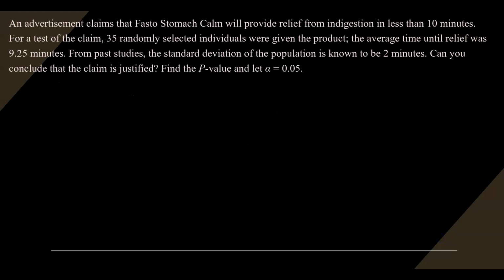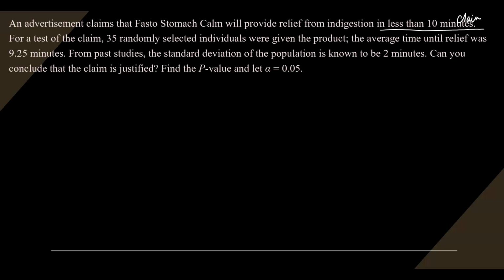An advertisement claims that Fasto Stomach Calm will provide relief from indigestion in less than 10 minutes. That's our claim, and we will state it as such. For a test of the claim, 35 randomly selected individuals were given the product, and the average time to relief was 9.25 minutes. From past studies, we know that the standard deviation of the population is 2 minutes. Can you conclude that the claim is justified? They ask us to use alpha 5%.